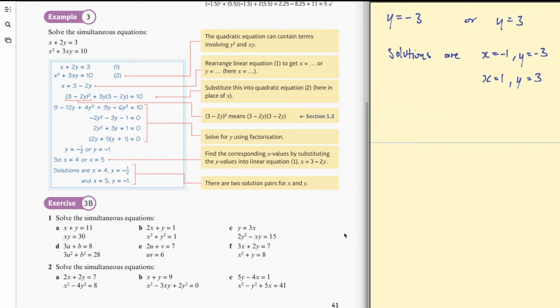And then I said we're doing D as well. 3a plus b equals 8, 3a squared plus b squared equals 28. Rearranging the first equation in terms of b, let's label them. Taking the first equation, this would be b equal to 8 take 3a. Substitute it into the second equation.